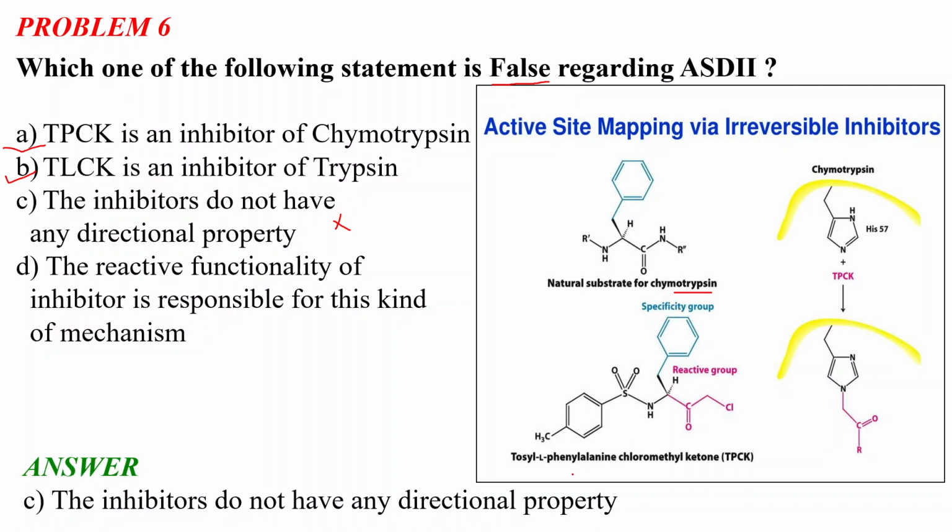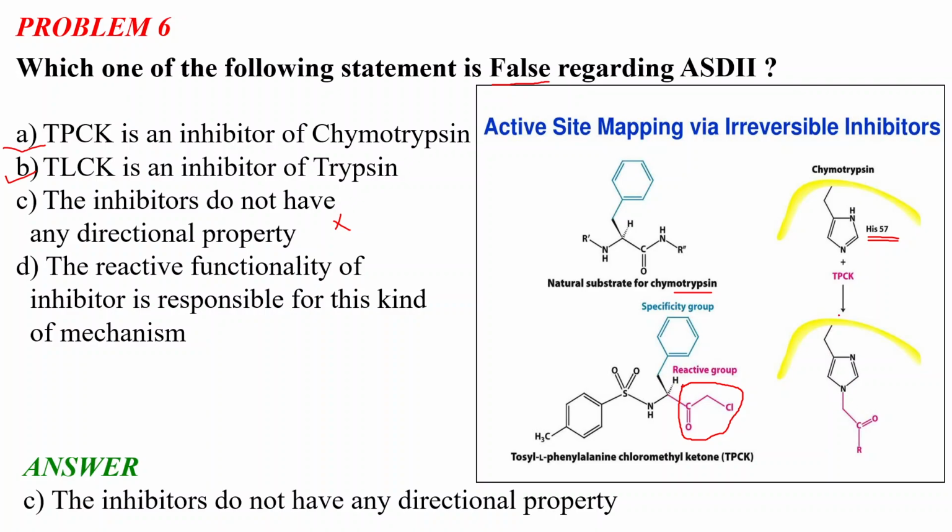You can see that the TPCK inhibitor looks very much like the natural substrate for chymotrypsin, but it has a reactive functionality. This is the main reason for this kind of inhibition. The C double bond O CH2Cl group is responsible for the inactivation of the enzyme by this inhibitor. In chymotrypsin there is a histidine 57, which acts via a catalytic triad of aspartate and histidine, and there is no serine present here. The histidine has an imidazole ring, and this nitrogen binds tightly with the CH2COR group of this inhibitor.